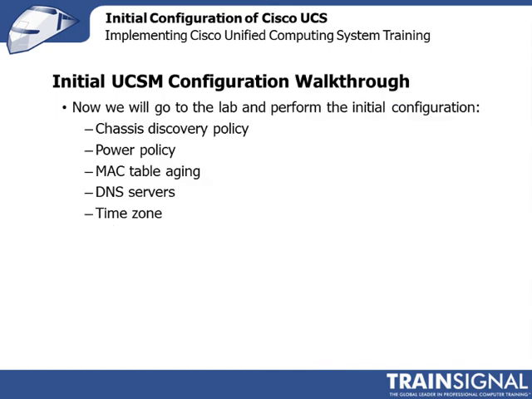So now it's time to actually do it. We're going to jump over to the lab and perform some initial configuration with UCSM. We're going to use the lab that we've already used before, that we did the initial UCS walkthrough with. So some of this is already configured, but it doesn't stop us from configuring it again. We're going to do the different policies, chassis, power, MAC table aging, set some DNS servers, set some time zones, as well as a few other settings. So again, let's jump over to my lab.